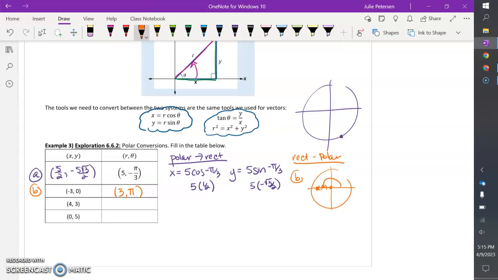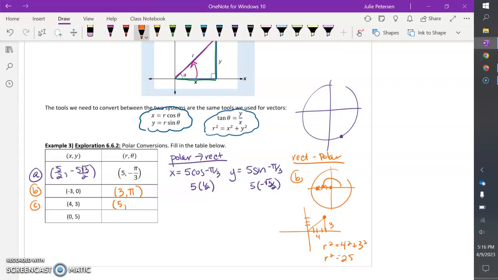If we look, though, at what I'll call problem C here, if we're picturing this point, we're going over 4 and up 3. So we have this coordinate here, 4, 3. If we're trying to figure out what the r value is, you see that we've got a triangle here. This is 4, this is 3. We can use our Pythagorean identity, x squared plus y squared equals r squared. So r squared equals 4 squared plus 3 squared. Well, that means r squared is 25, therefore r is 5.